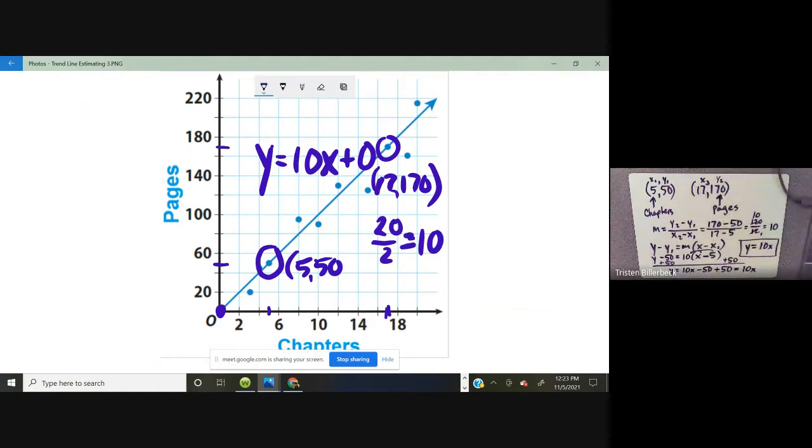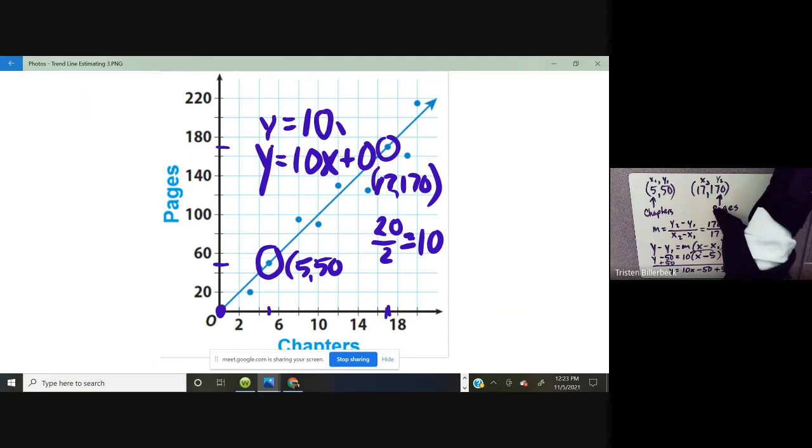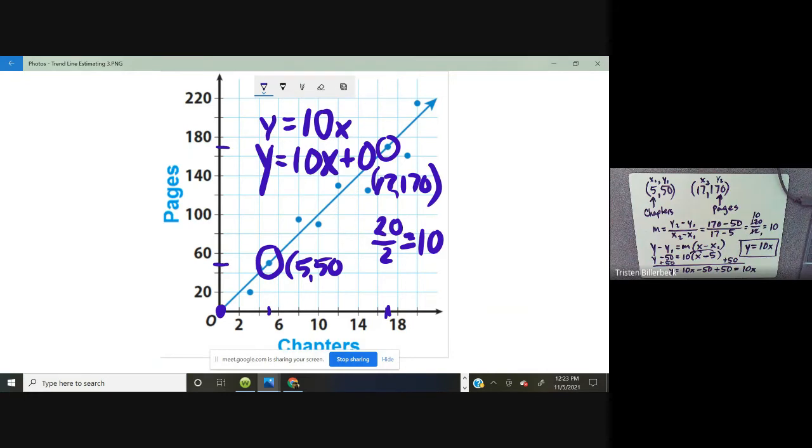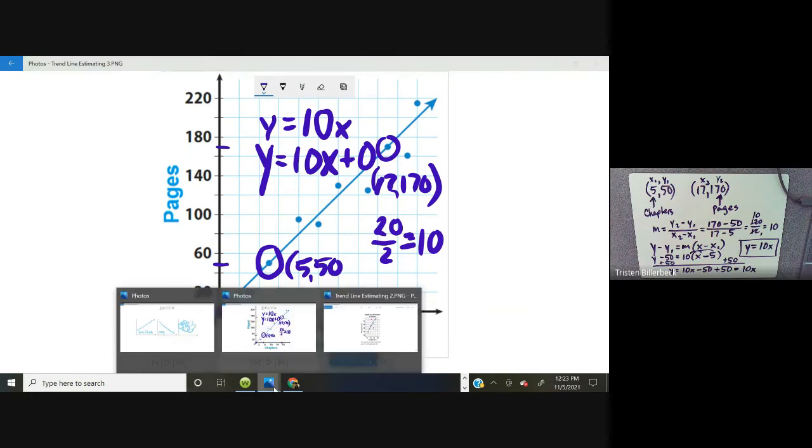Okay, so let's think about, does this make sense? So if I read 0 chapters, I've read 0 pages. Does that make sense? It does. So we're good to go. That's a great line of best fit. And we would just write it as y equals 10x, like that. Okay? So that would be our line of best fit. All right, let's look at an example.